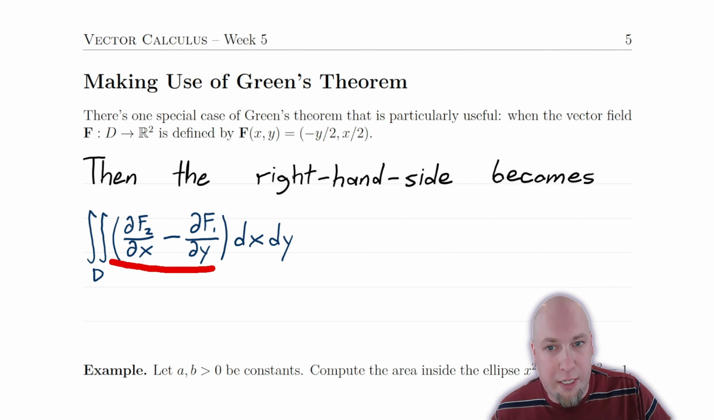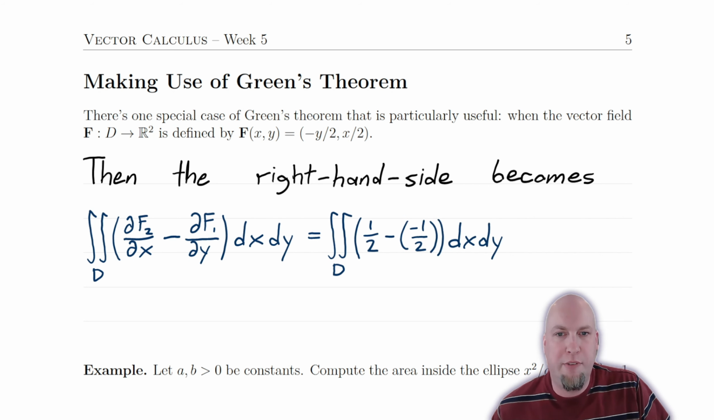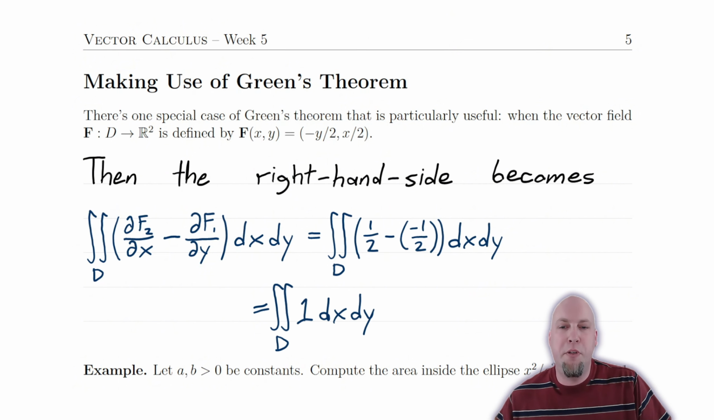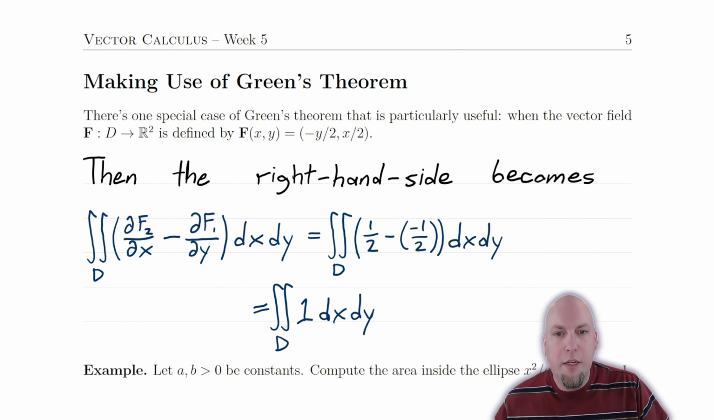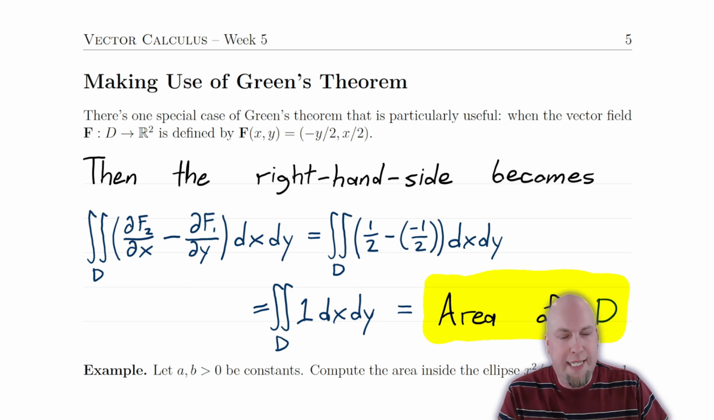If this is your vector field, then in Green's theorem you get the double integral of this quantity. If you compute these partial derivatives, the derivative of the second entry with respect to x is a half, minus the derivative of the first entry with respect to y, which is negative a half. But a double negative, because you're subtracting it, means you just end up computing the double integral of the function 1 over the region, which is just the area of that region. If you double integrate the function 1, you get the area of the region you're integrating over.